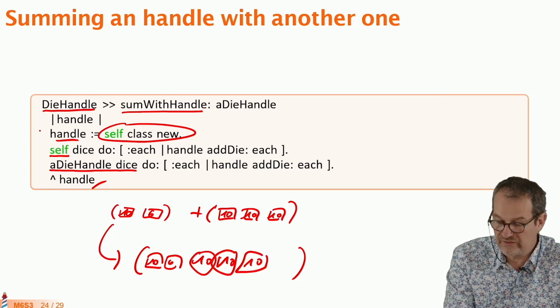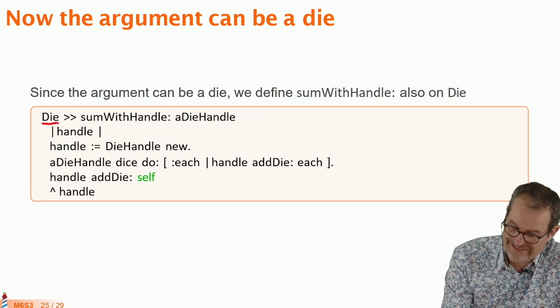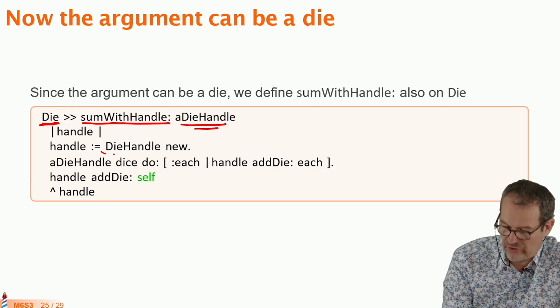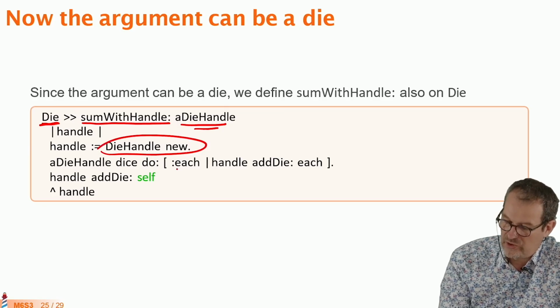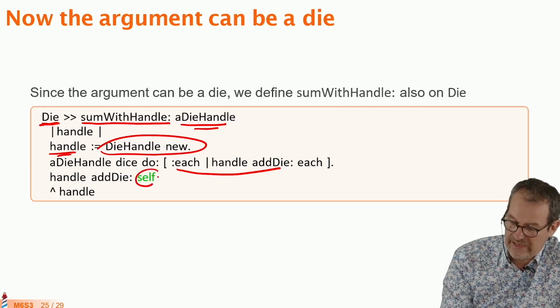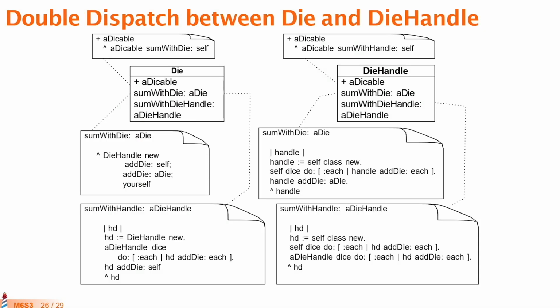So that's why I create this new DieHandle. Now on the class Die, I will define sumWithHandle, and now I know that I have a DieHandle, so I will create a DieHandle. I will sum the die of the DieHandle into this new handle, and I add self because I am on the class Die, so I just add a new die. So now you have the complete solution.